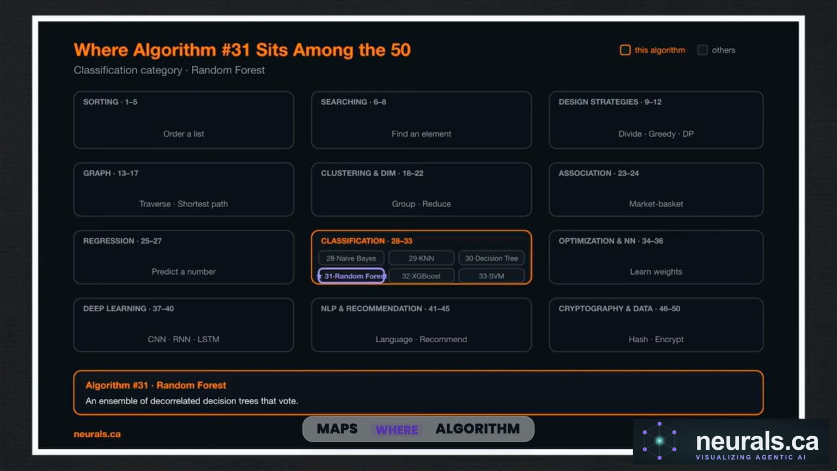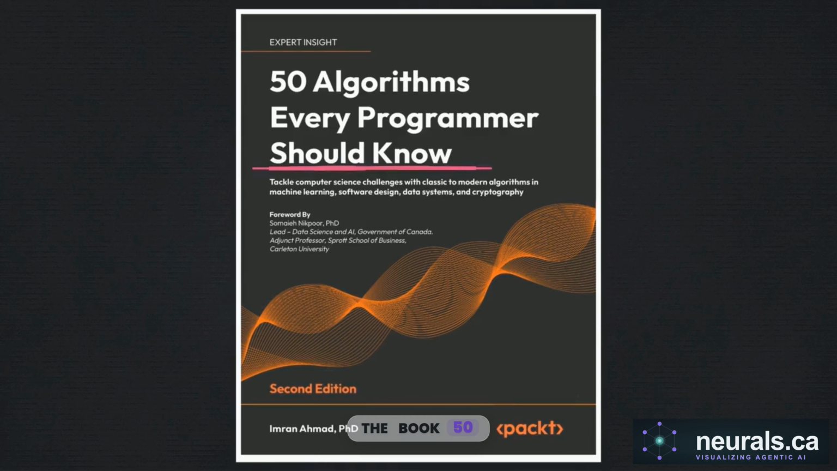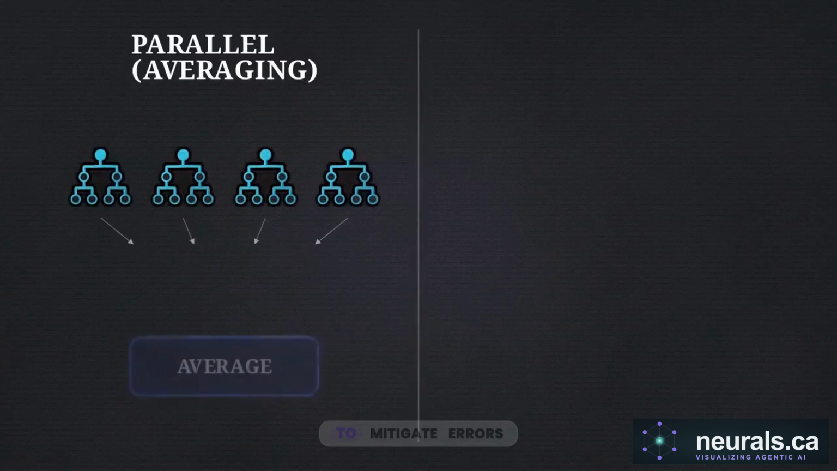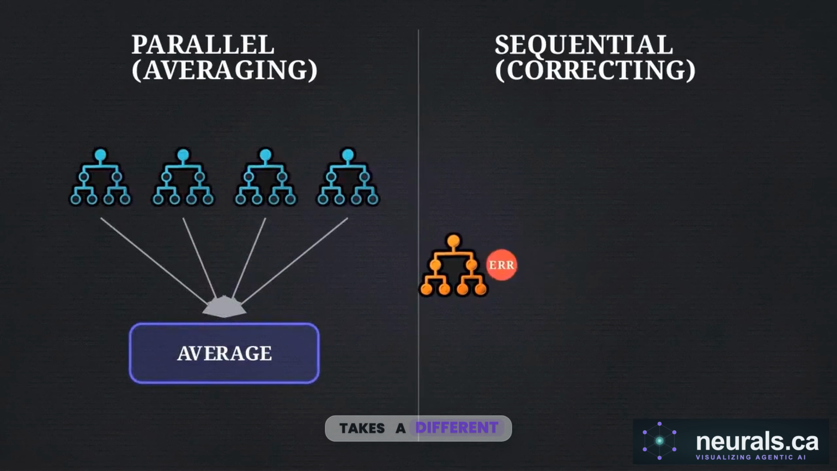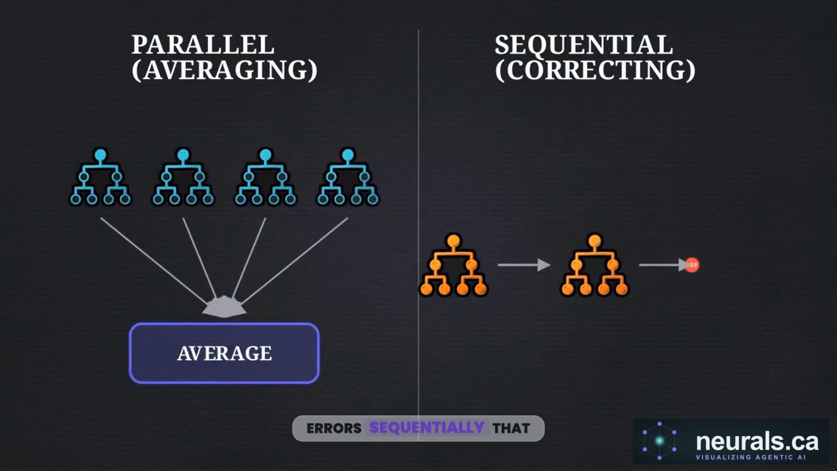This dashboard maps where algorithm number 31 sits within the broader 50 algorithm landscape, positioned among the other primary classification tools. It is one of the key methods detailed in the book 50 Algorithms Every Programmer Should Know by Imran Ahmad. While Random Forest uses an averaging approach to mitigate errors, the next evolution in machine learning takes a different path, correcting those errors sequentially.